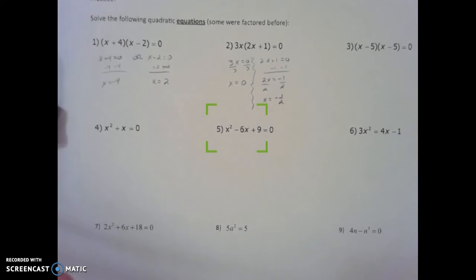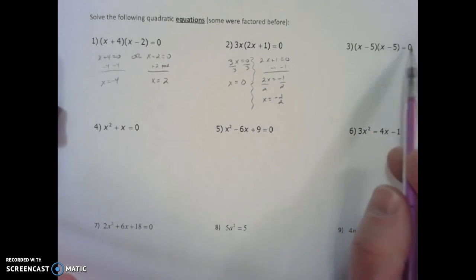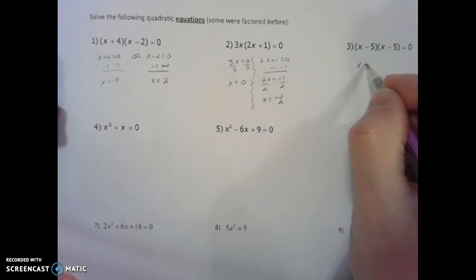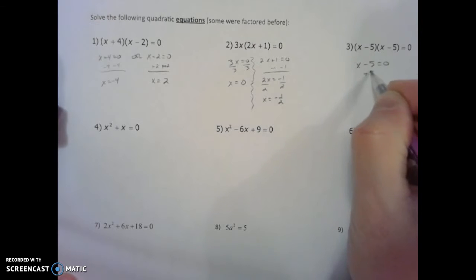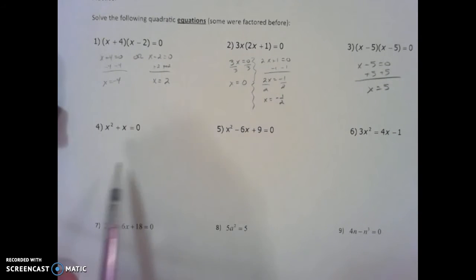In example number 3, notice that it's the same value, x minus 5 times x minus 5 set equal to 0. So we really only have to do this once. x minus 5 is equal to 0. If we add 5 to each side, then x has a value of 5. Okay, so I encourage you to go ahead and do 4 and 5.